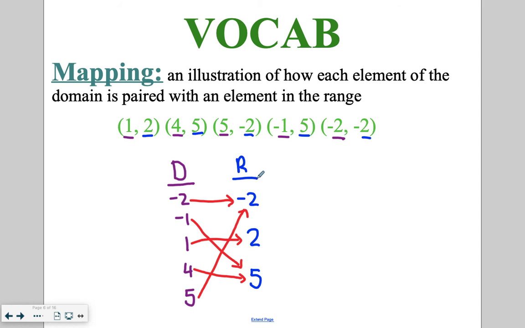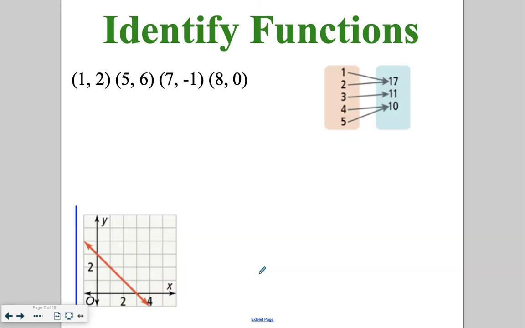In order to be one-to-one, each number in the domain can only have one arrow going out, and each element in the range can only have one arrow coming in. Since there's 2 arrows coming in here on the 5, it is a function, but it is not a one-to-one function. So we're going to go ahead and identify some functions here.